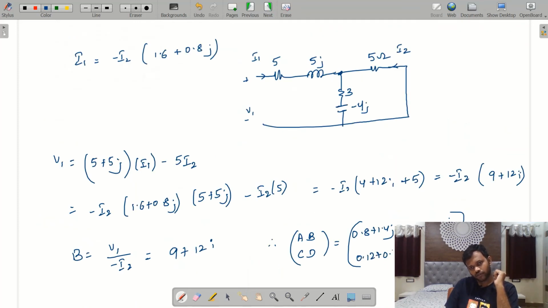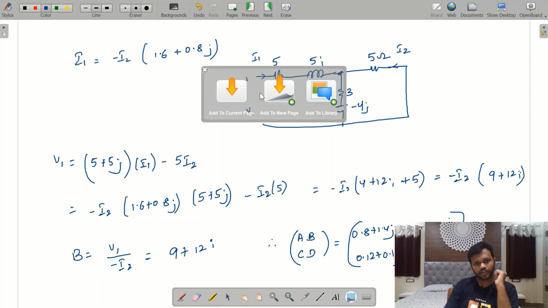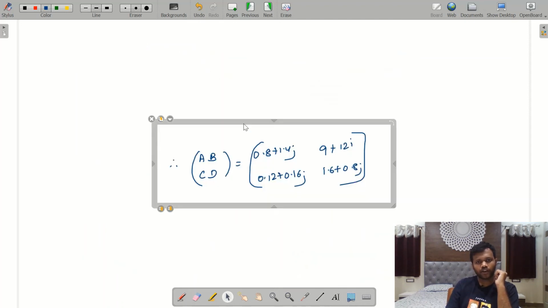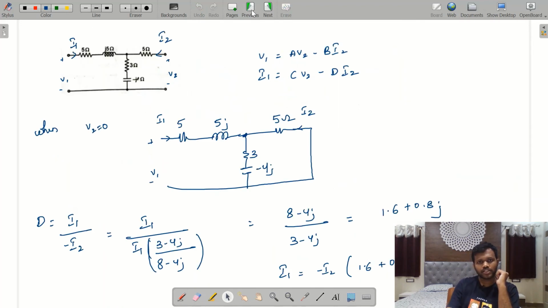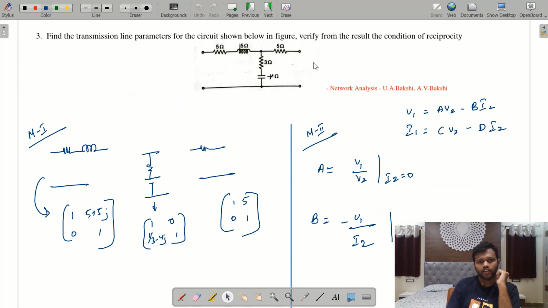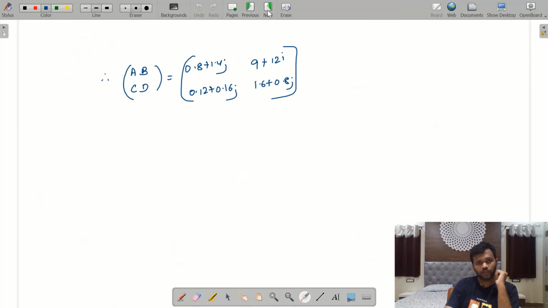0.12 plus 0.16j. Okay, so these are my ABCD parameters. But we have not completed the question. In the question they are asking us to verify from the result the condition of reciprocity. What is the condition for reciprocity in ABCD parameters?